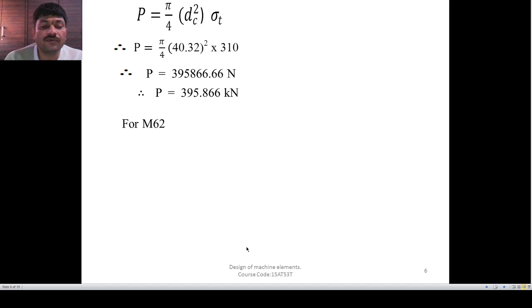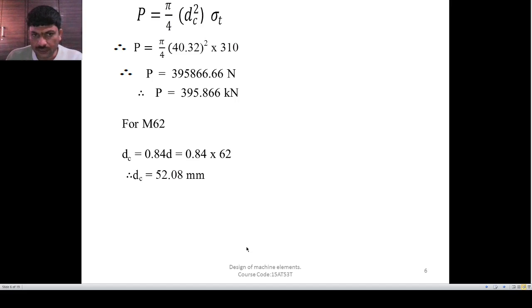Okay, now consider M62. Here also it is the same, Dc is equal to 0.84D. From that you find out the value. Nearly, you are getting 52.08, or otherwise you can go to the design data book. In that, for the coarse series bolt, it is restricted up to 39. For the metric series also, we will get nearly the same value.